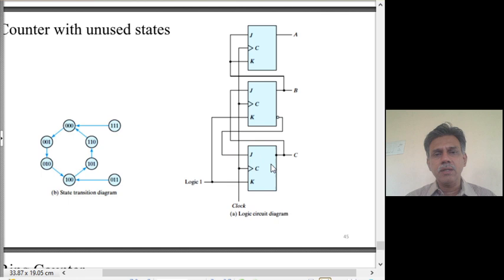And how about the C? K is 1, J is what? J is actually B bar. B is 1, B bar is 0. So, there will be a 0 here and a 1 here. It is a reset case. Therefore, C will become 0. So, we are actually going to the state 0, 0, 0. So, when we go accidentally to this state, in the next clock period you will come here and then you will follow through this cycle like this.